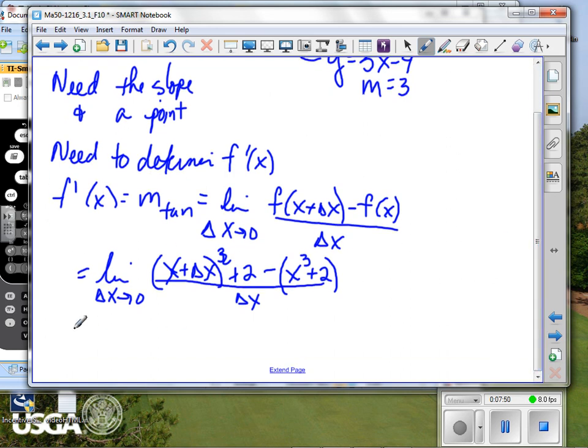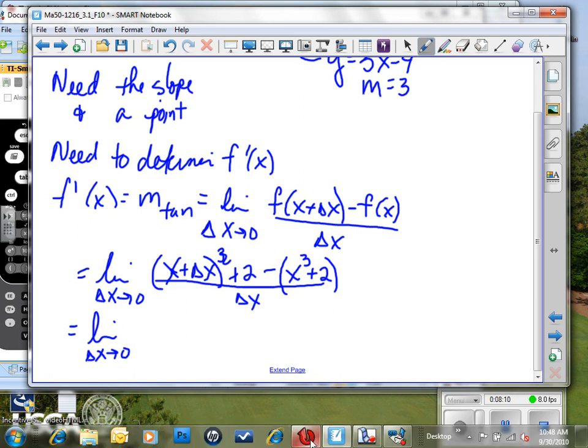When we get that far, we're going to have the limit as delta x approaches 0. Now, this is where you pick up your Inspires. If you don't know how to cube a binomial, you pick up your Inspire and let the Inspire help you out with that. Do I need to show you where on the Inspire and how to do it? Okay, we'll do that. Jordan, you got a question?